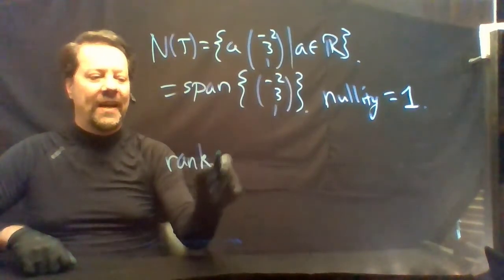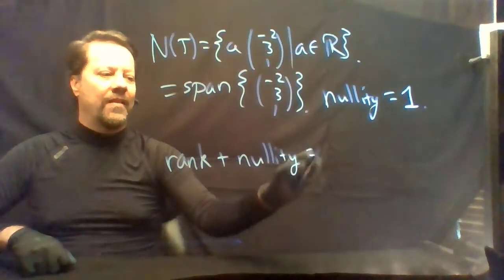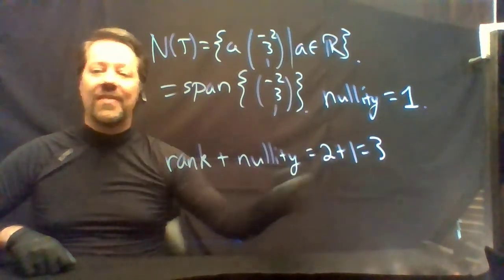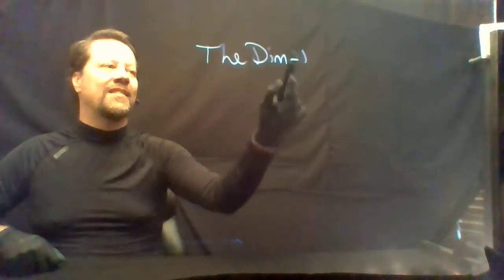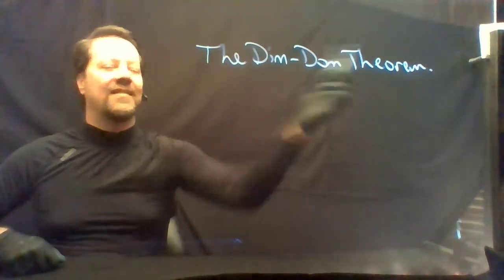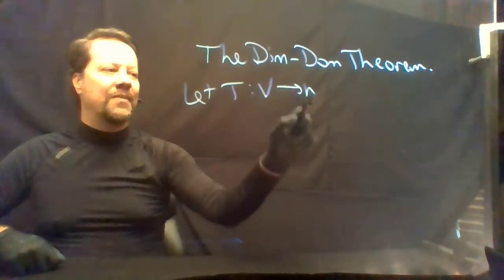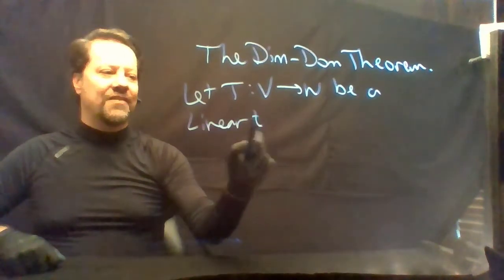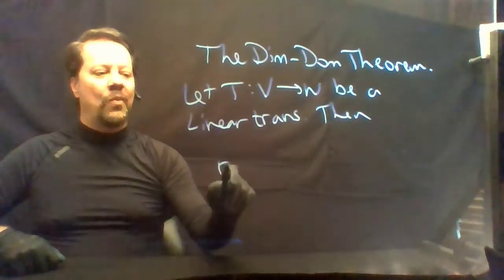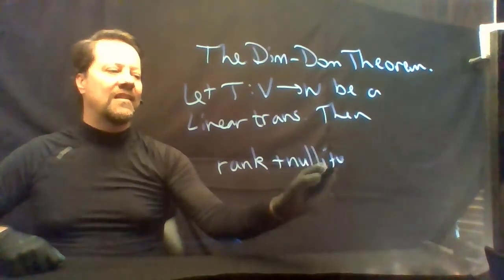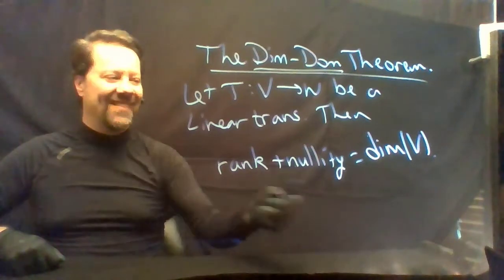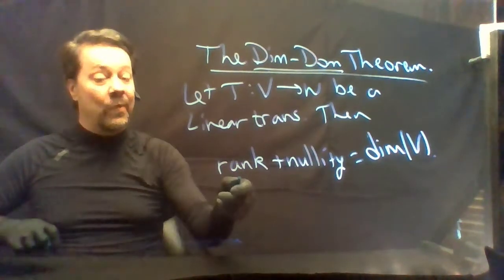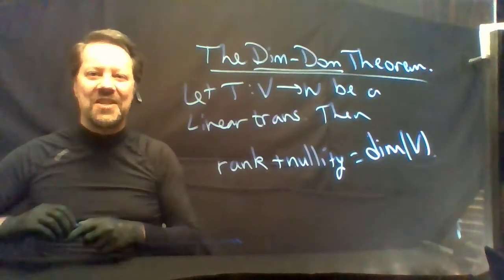Recall, the rank was 2. The nullity is 1. The rank plus nullity is 3, and that's the dimension of the domain, which was R3. We've been getting at something called the Dim-Dom Theorem. It goes like this. Let T map V into W be a linear transformation. Then the rank of T plus the nullity of T is equal to the dimension of the domain, hence Dim-Dom. The dimension of the domain is the rank plus the nullity. Remember, the rank is the dimension of the range. The nullity is the dimension of the null space.